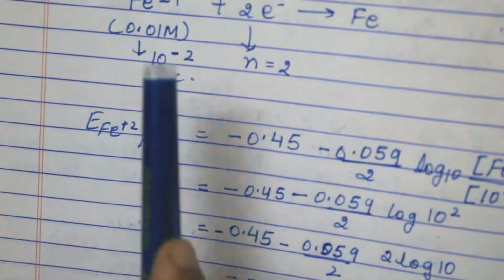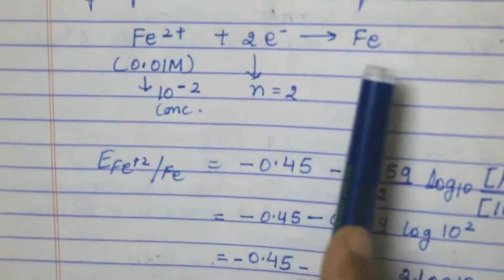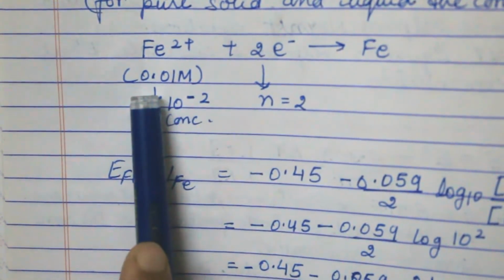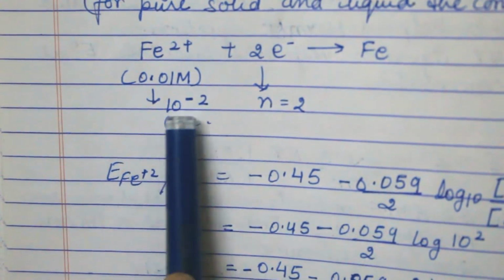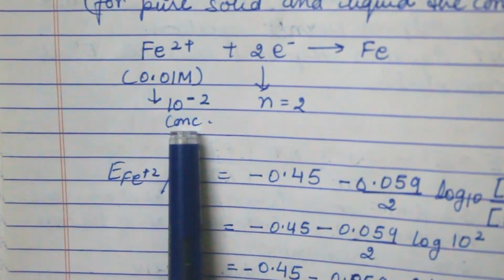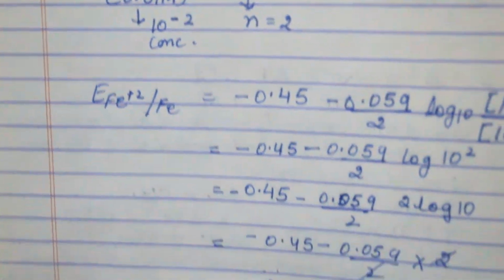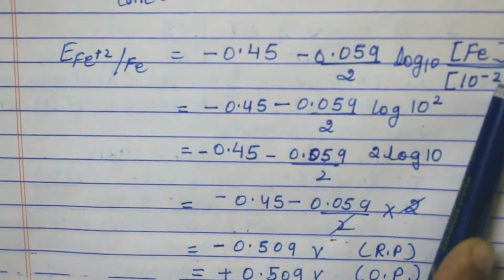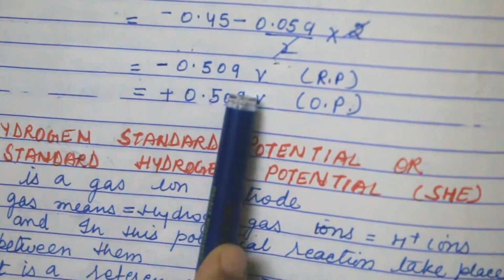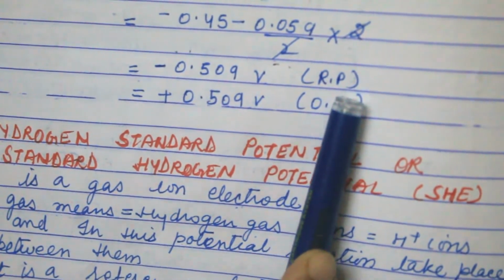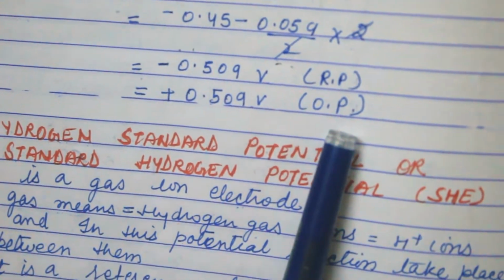So according to the question, Fe2 plus just gains 2 electrons to become solid. So the molarity is 0.01, which is also 10 to the power minus 2 concentration. Here the n value is 2. So we put all the values in the formula, and when we calculate it, we get minus 0.509. This is the reduction potential, and the positive sign, 0.509 volt, is the oxidation potential.